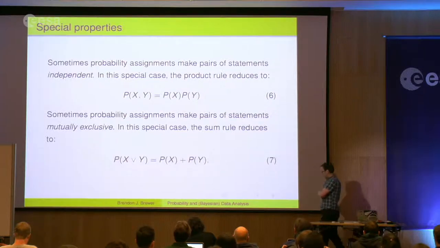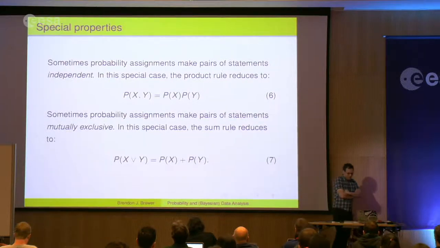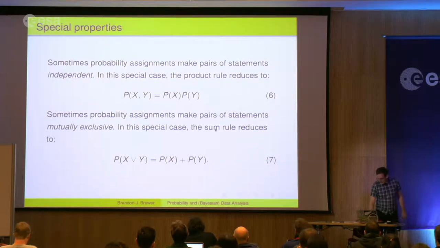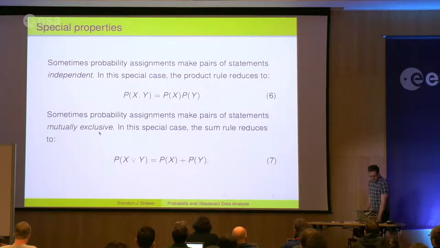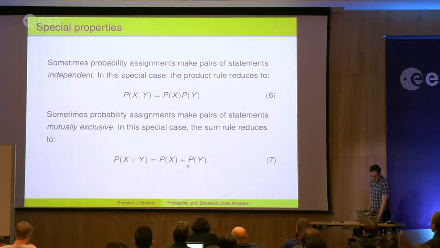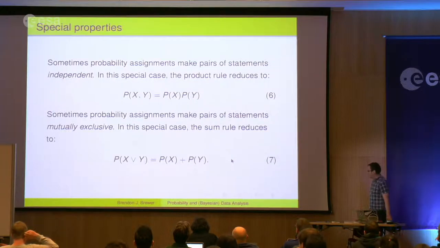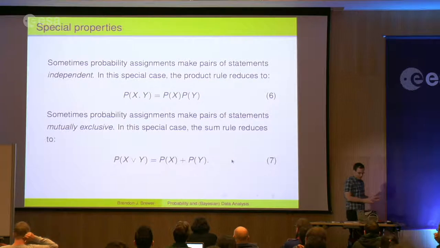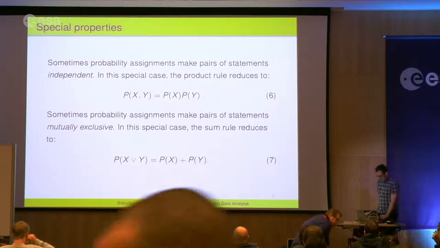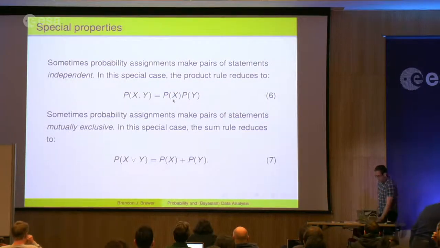Some terminology that you need to know: if there are two statements and they can't both be true, then they are called mutually exclusive, and that means the sum rule just turns into this, so you don't have that minus something or other on the right-hand side. So to get x or y, you just add the two probabilities.